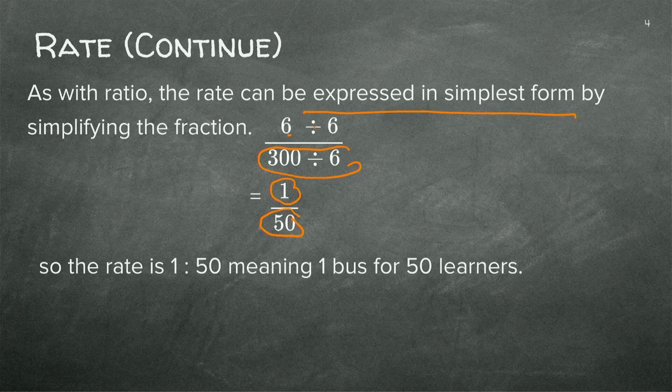So we must write it out. Remember, it's a word problem. So we're going to write, so the rate is 1 bus to 50, meaning 1 bus for 50 learners. Cool. Right, let's do another example.